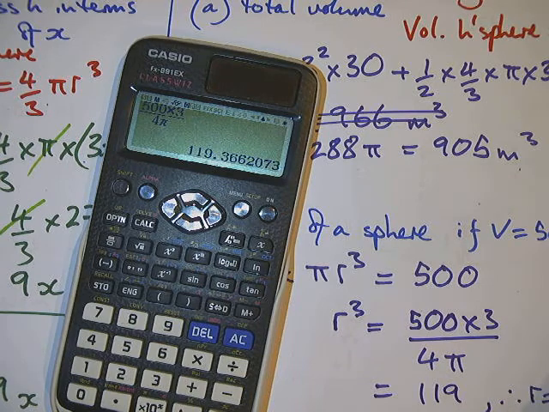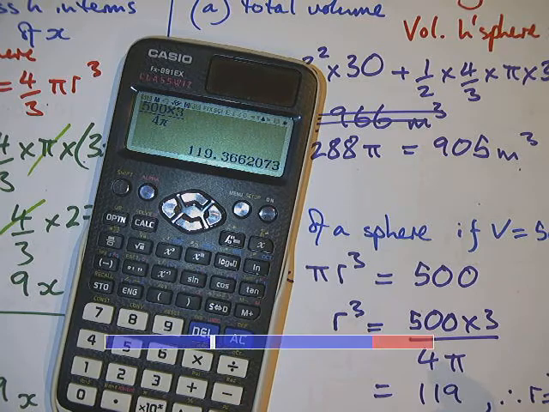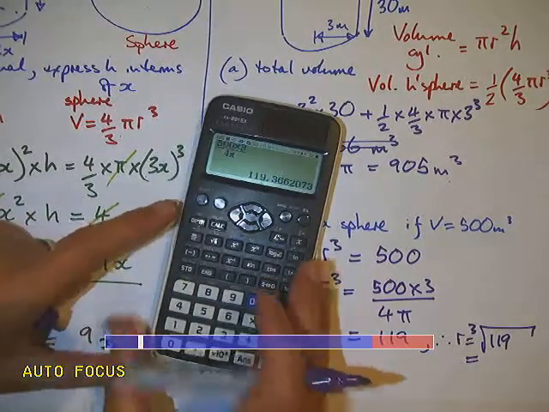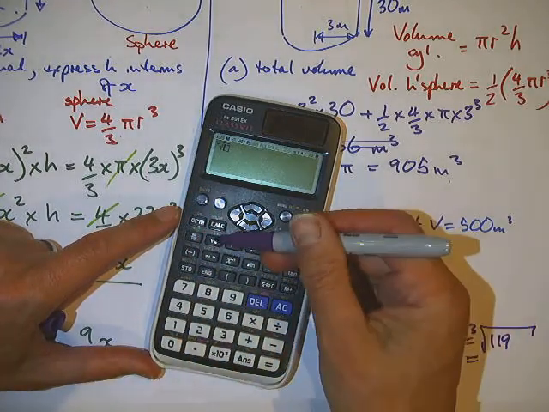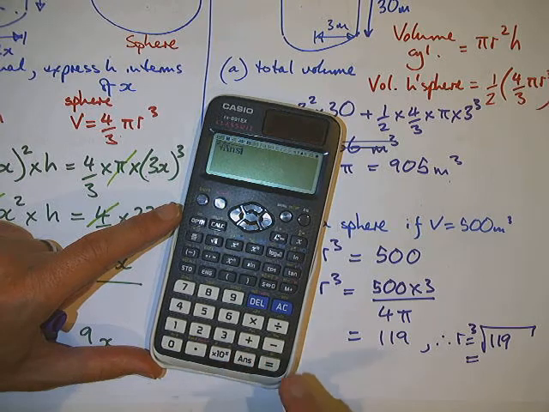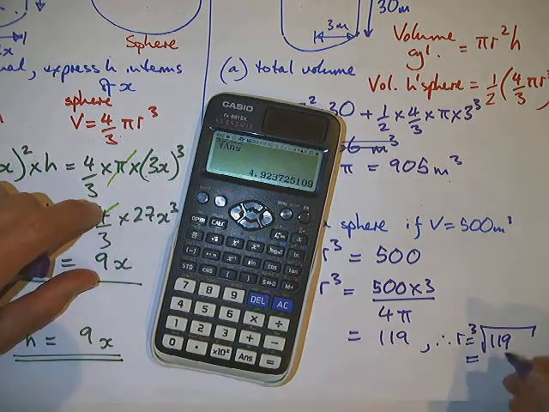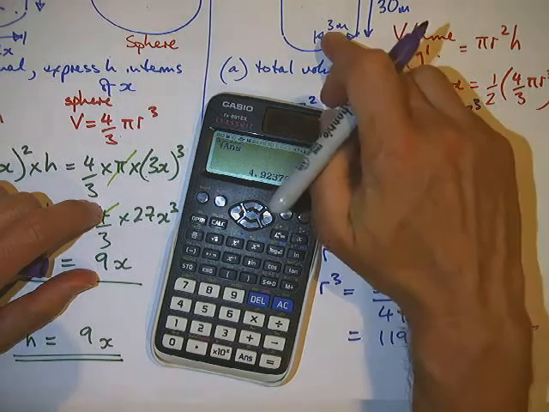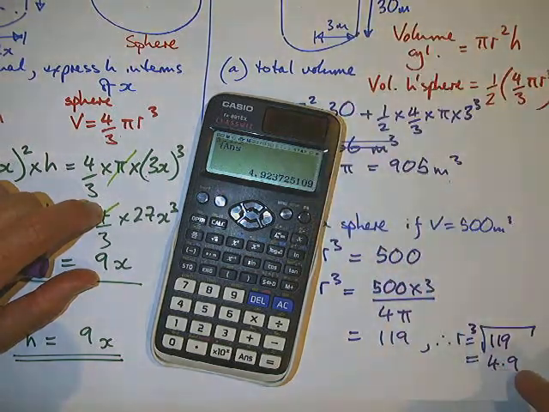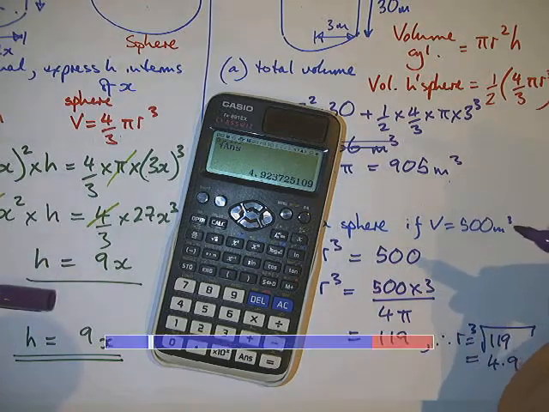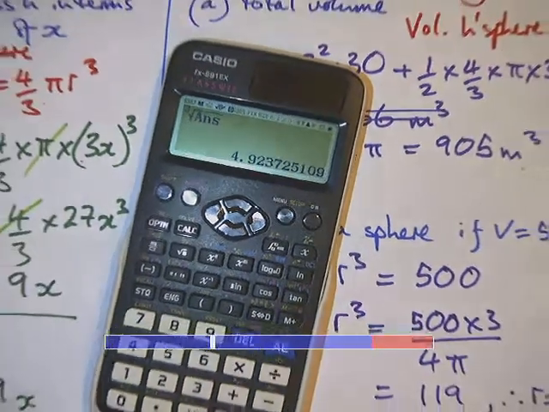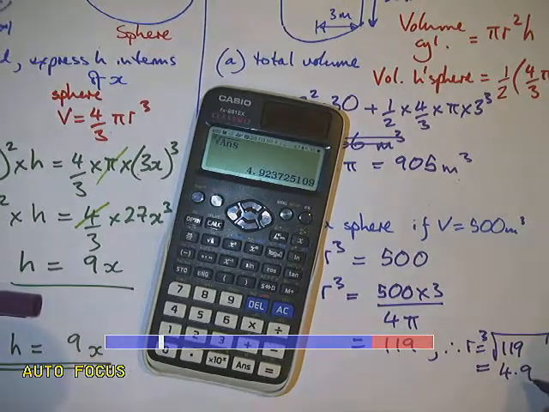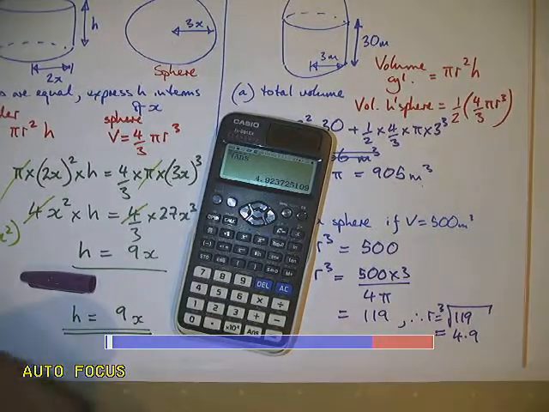r is the cube root of that. And the cube root of that, so shift cube root, which is that button there, and I'm going to use the answer, 4.9. No more than 2 significant figures. So even though that's got a full calculator display, let's just do 2 significant figures here. Okay, hope that's helped.